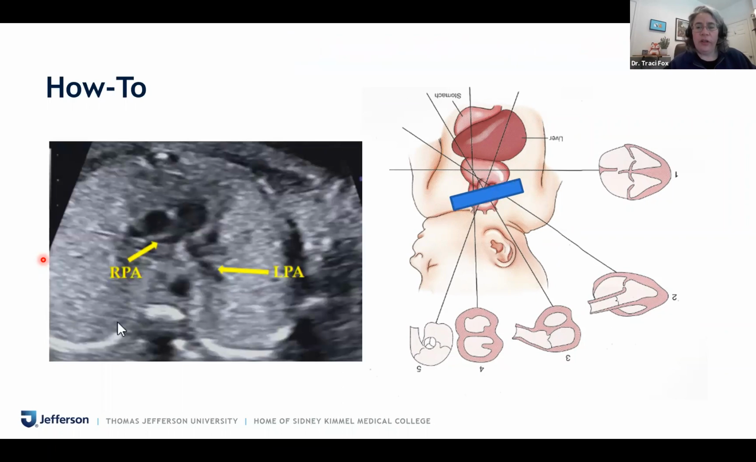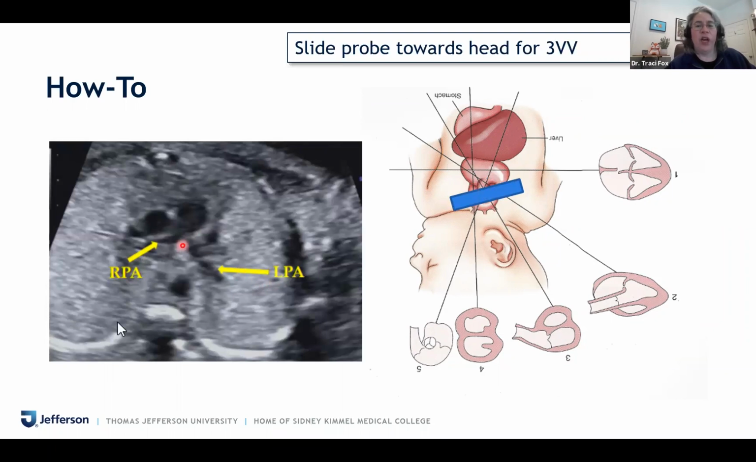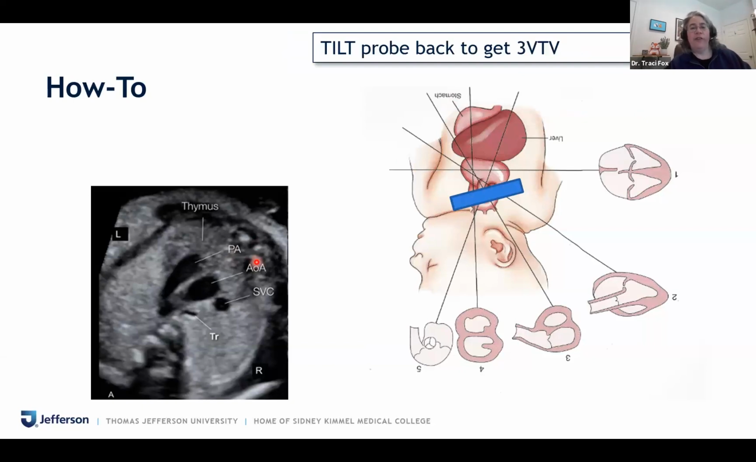From here, so here's the RVOT, we're just going to move the probe a little bit cephalad, and the 3-vessel view will come in. And now here's where you're going to tilt. Here you're going to tilt the probe back, like I showed you before, as if you're aiming towards the head, and the 3-vessel tracheal view will come in. So again, just a little bit of a tilt back so that you're aiming towards the fetal head, and this view should come right in.